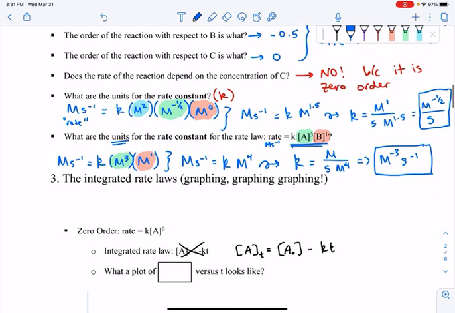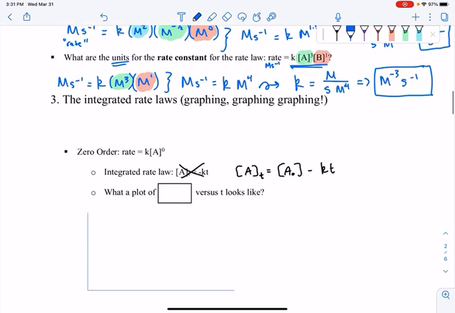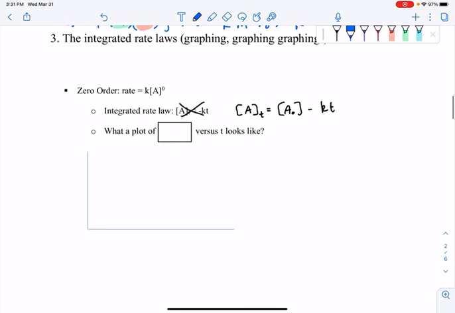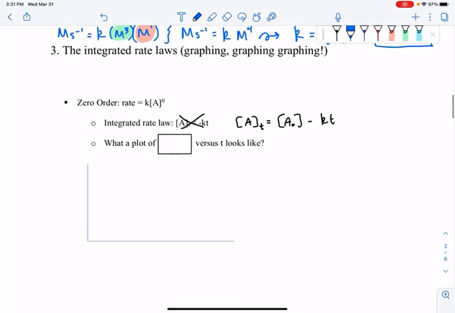Okay, so now let's move on to integrated rate laws. So integrated rate laws has to do with graphing.